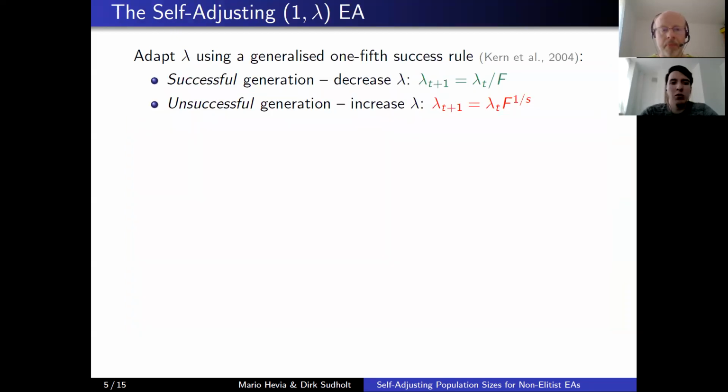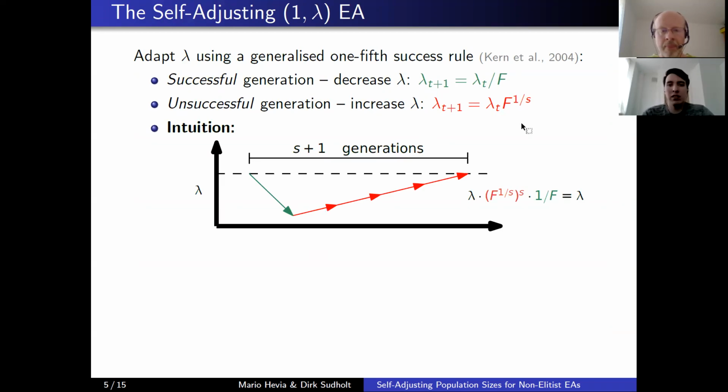And well, how did we adjust lambda? Well, we use a generalized 1/5 success rule, where in every successful generation, we decrease lambda by a factor f, and in every unsuccessful generation, we increase lambda by a factor f to the 1 over s. What we consider a successful generation is when the best offspring is better than the parent.